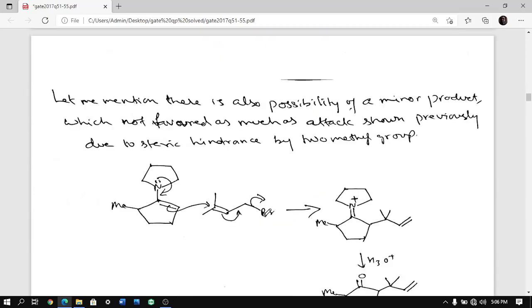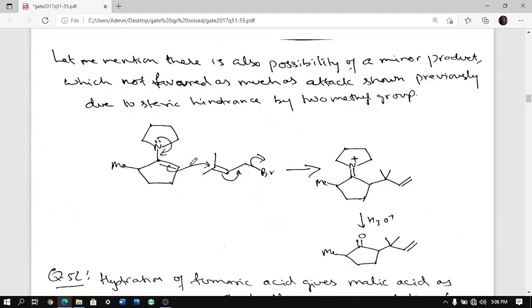Just one more thing I want to add. There is also another possibility that this lone pair will attack here, this will come here, and this comes here, and this Br goes off. But this will be a very small amount, some 5% or maybe less than that, because here the attack was on a primary carbon. Here, 2 methyl groups are there, so a lot of steric hindrance is there. So the attack will not be that easy.